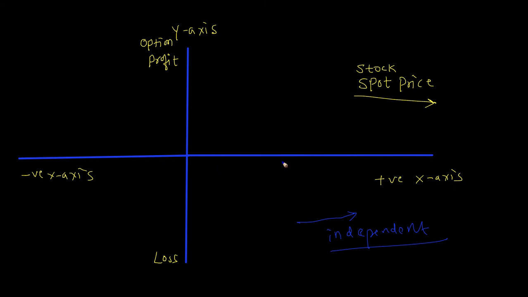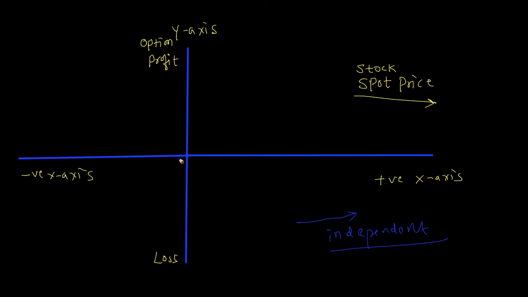So we have the strike price of the stock or index on this positive x-axis. The strike price or spot price we have on the positive x-axis. Normally the payoff graph is only on the positive x-axis, because on the negative x-axis we don't have any values, because the spot price is never negative. So whatever graph we have will be only on the positive x-axis.